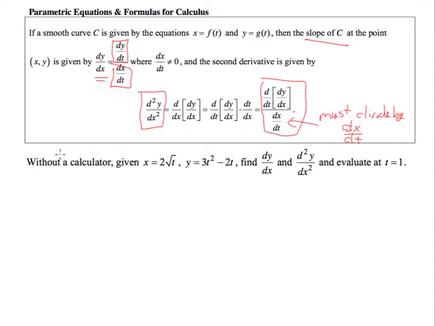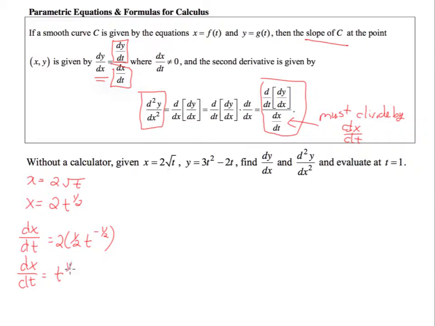So let's look at our very first example. In this example, we're asked to find dy/dx at time 1 and the second derivative at time 1. So we're going to start by looking at our x function, which is defined by 2 times the square root of t. And let's differentiate this with respect to time. And we find the derivative of x with respect to time is equal to 1 divided by the square root of t.